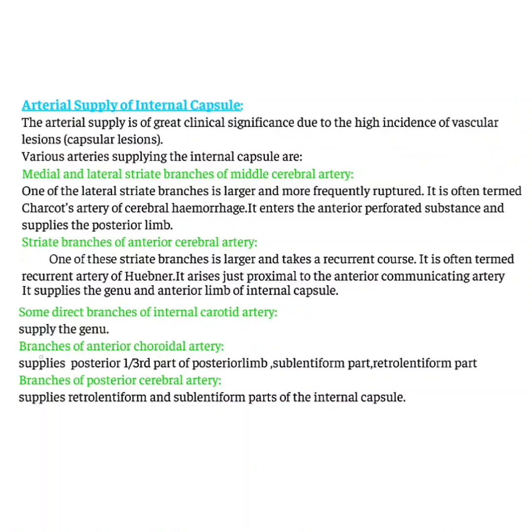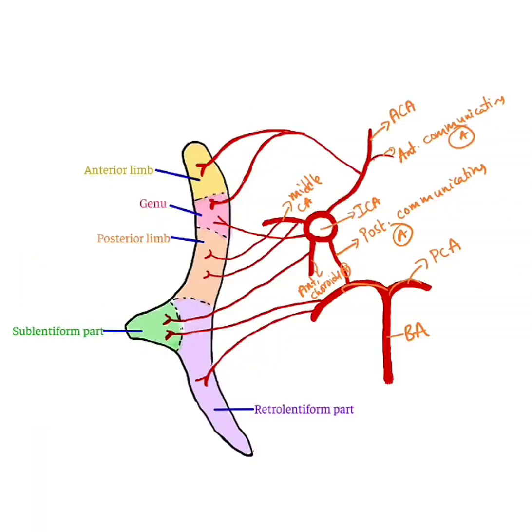Branches of anterior choroidal artery supply the posterior one-third part of the posterior limb, sublentiform part and retrolentiform part. Central branch of anterior choroidal artery supplies the sublentiform part.